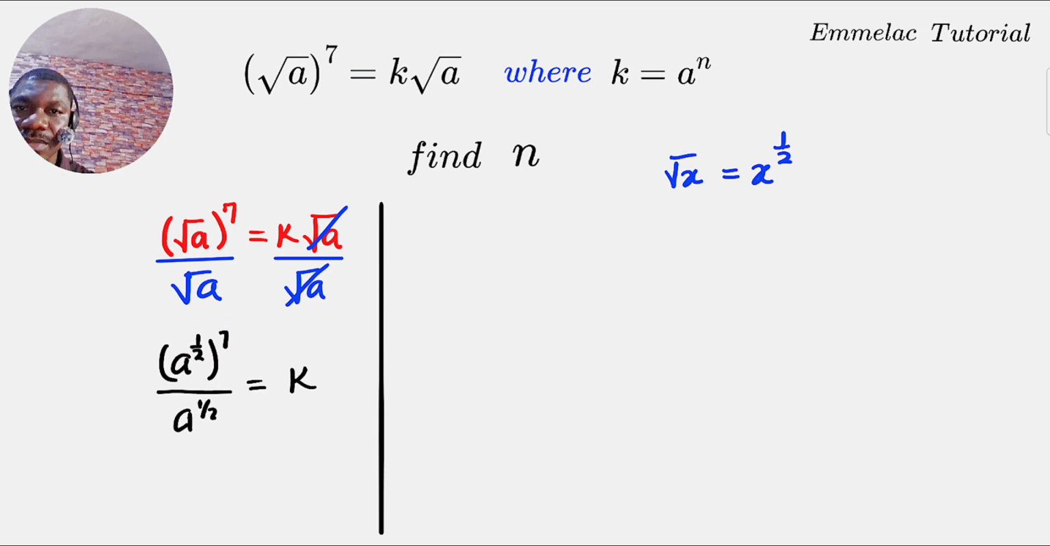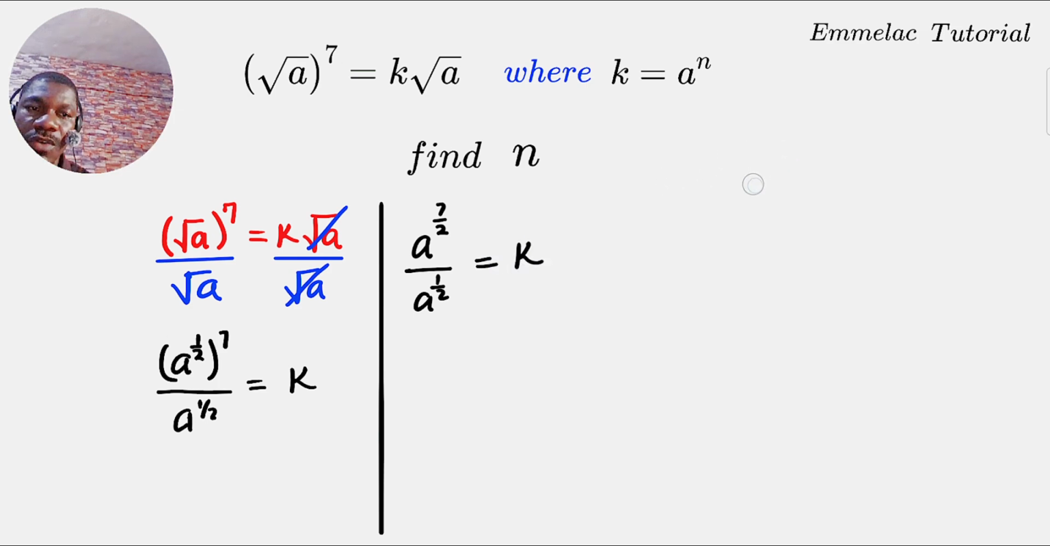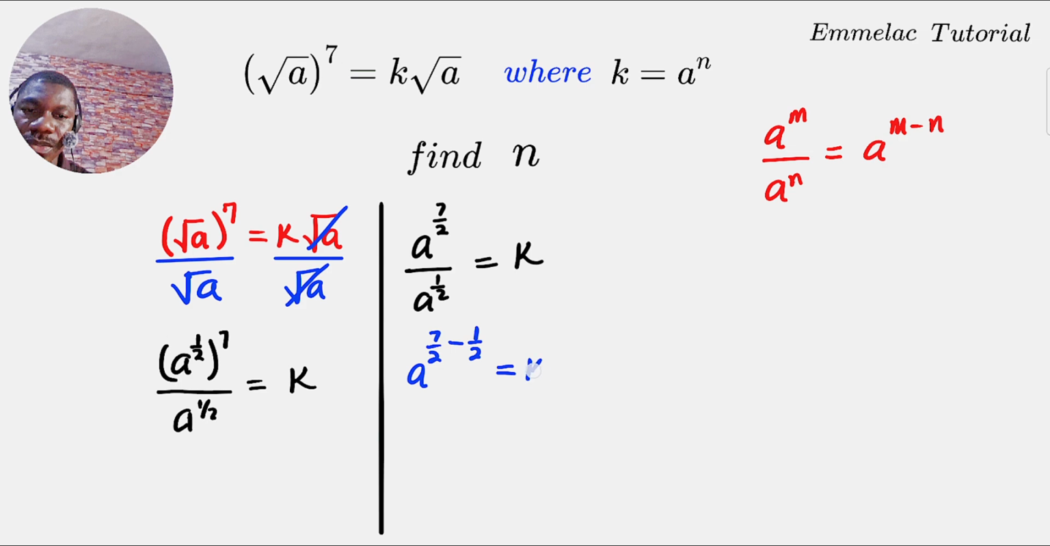By doing that, we have a raised to 7 over 2, all over a raised to 1 over 2, all equals k. Let us also recall that according to the law of indices, when you have a raised to m all over a raised to n, this gives us a raised to m minus n. If we apply this rule here, then we have a raised to 7 over 2 minus 1 over 2, equals k.